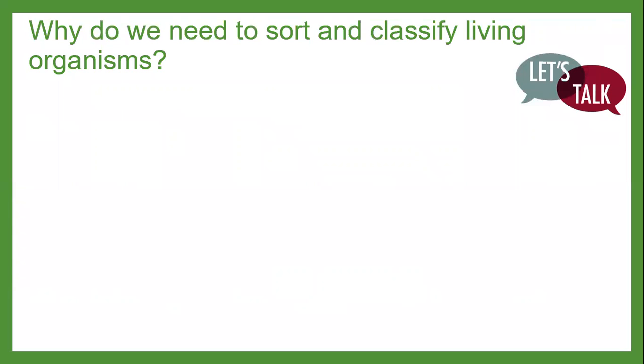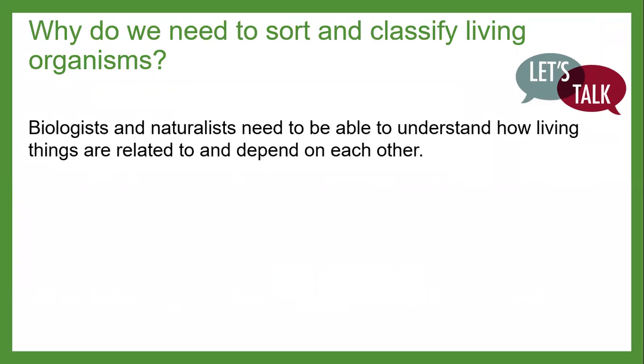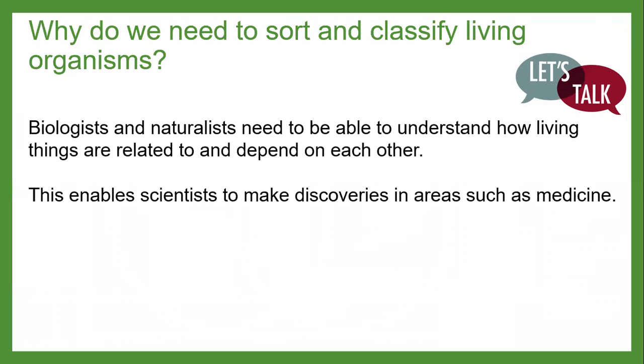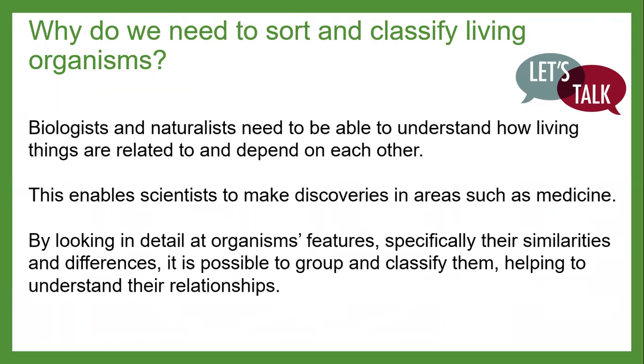So why do we need to sort and classify living organisms? Biologists and naturalists need to be able to understand how living things are related to and depend upon each other. This enables scientists to make discoveries in areas such as medicine. By looking in detail at organisms' features, specifically their similarities and differences, it is possible to group and classify them, helping to understand their relationship.